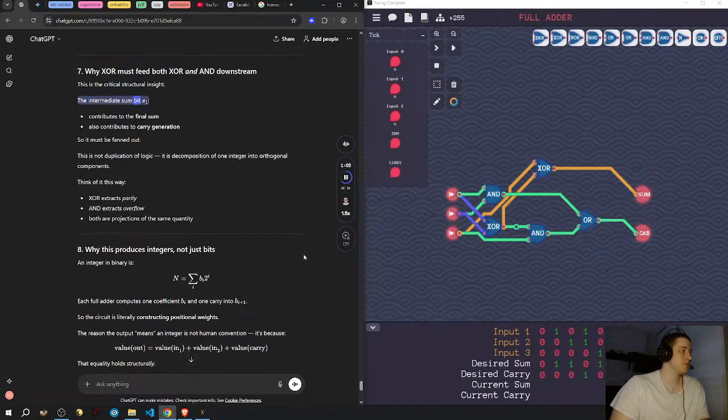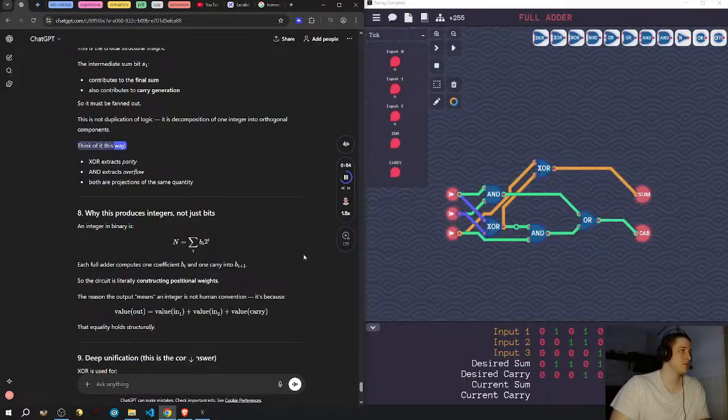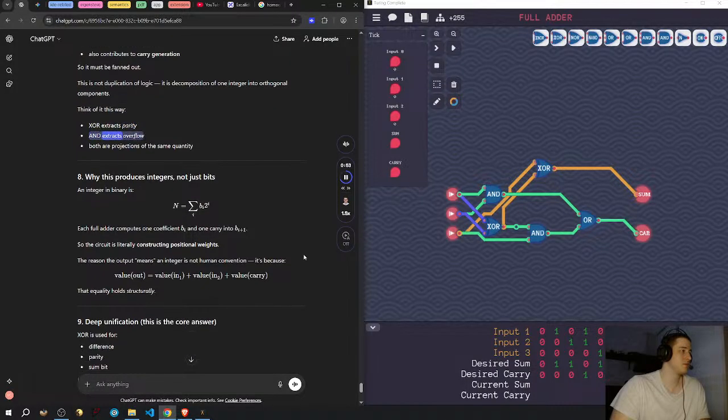The intermediate sum bit, S1, contributes to the final sum. Also contributes to carry generation. So it must be fanned out. This is not duplication of logic, it is decomposition of one integer into orthogonal components. Think of it this way. Extracts parity. And extracts overflow. Both are projections of the same quantity.